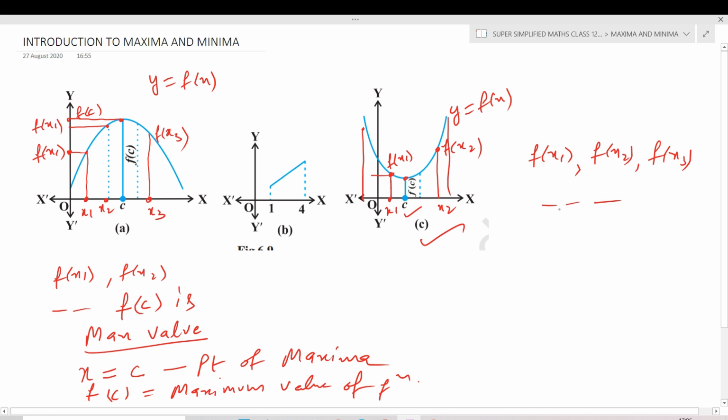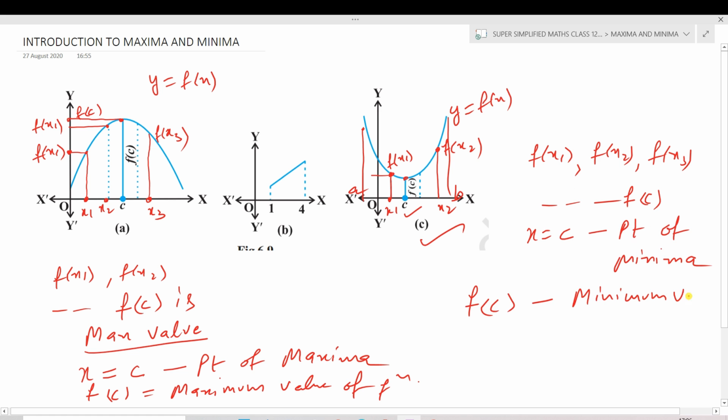So in this given interval a to b, out of all the values f(x1), f(x2), f(x3), etc., f(c) is the minimum value of the function. So the point x equal to c at which the minimum value of the function occurs is called the point of minima, and the minimum value of the function is f(c).